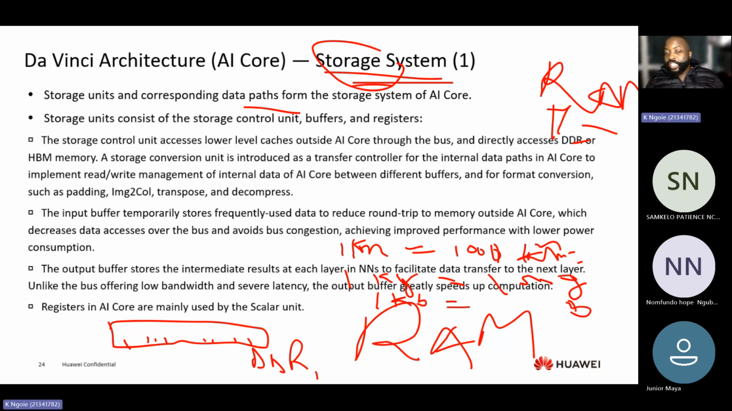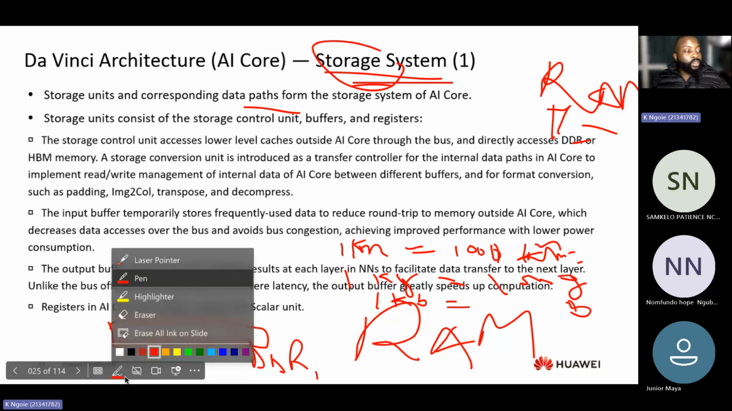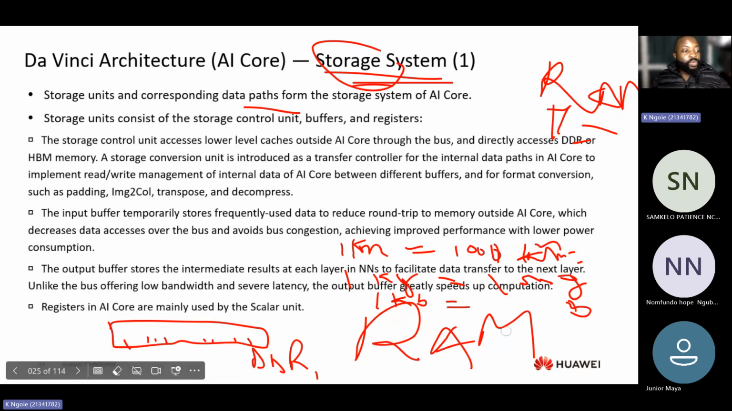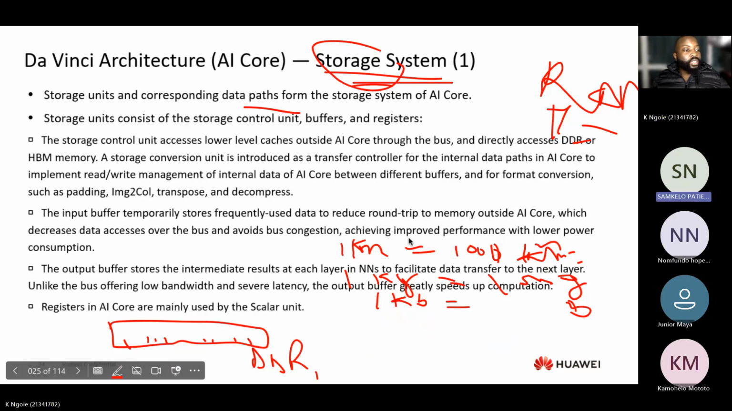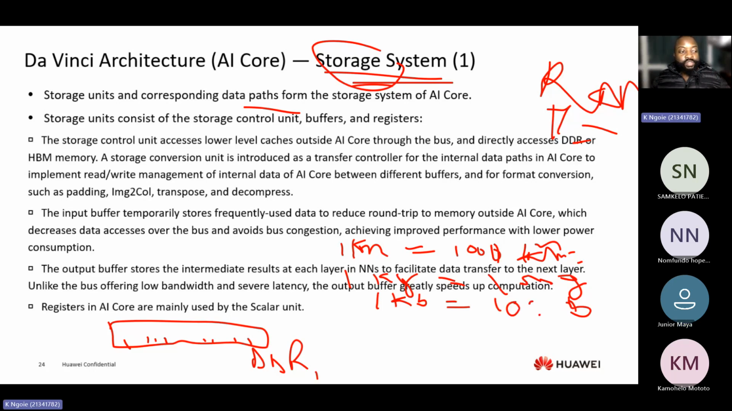Anybody else with a different answer? Does everyone agree 1 kilobyte will be 1,000 bytes? Now the thing is, 1 kilobyte is not 1,000 bytes. It's 1,024.